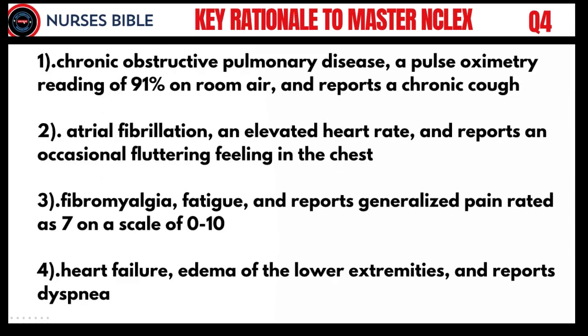Option 1, a client with chronic obstructive pulmonary disease or COPD, a pulse oximetry reading of 91% on room air, and reports a chronic cough. I don't think this is our key here. With COPD, they're going to be a touch hypoxic. 91% is okay on room air for them. And they are going to have a chronic cough. That's part of our disease process. Those are expected findings. We can move on.